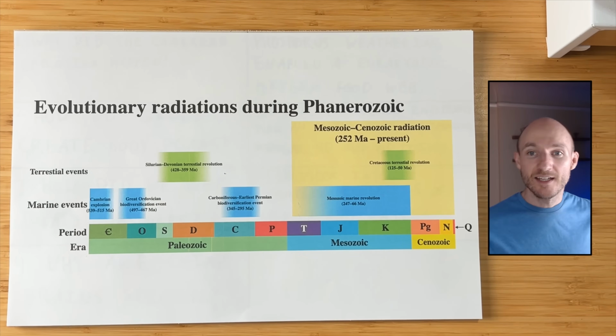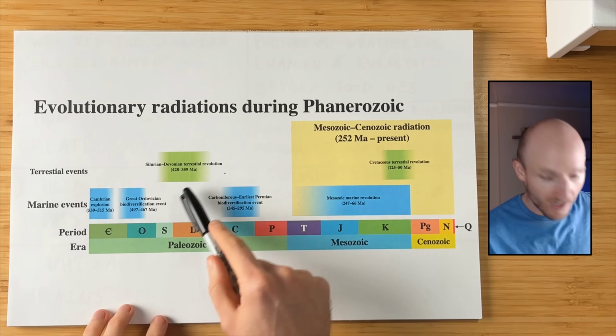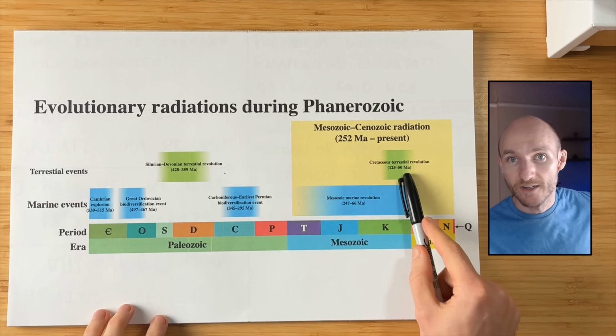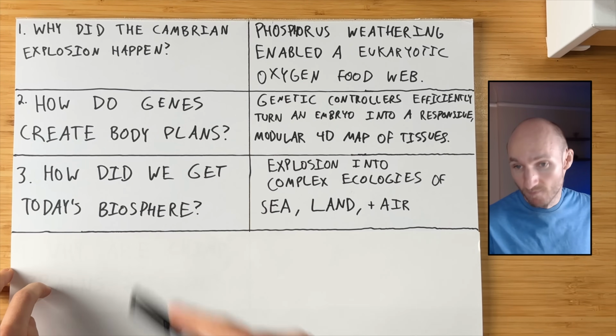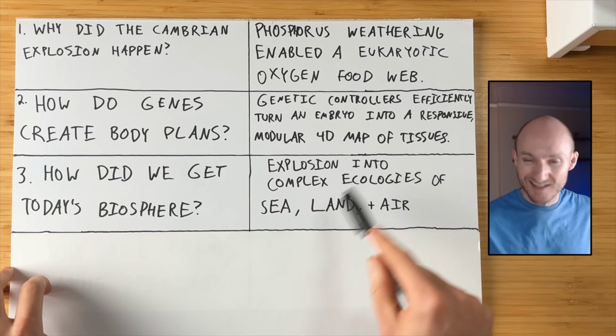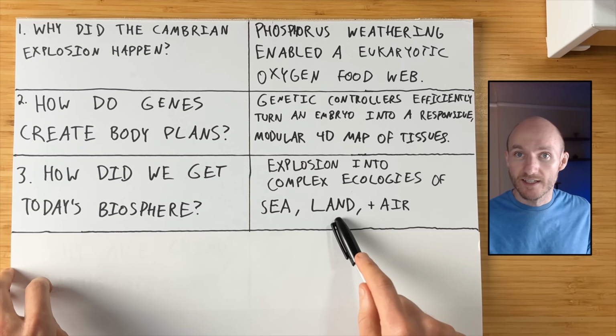So this is all to say that we had an explosion into water, onto land, and then finally into the air. And when you ask, how did we get to today's biosphere? Well, we got it by these explosions into these complex ecologies of sea, land, and air.